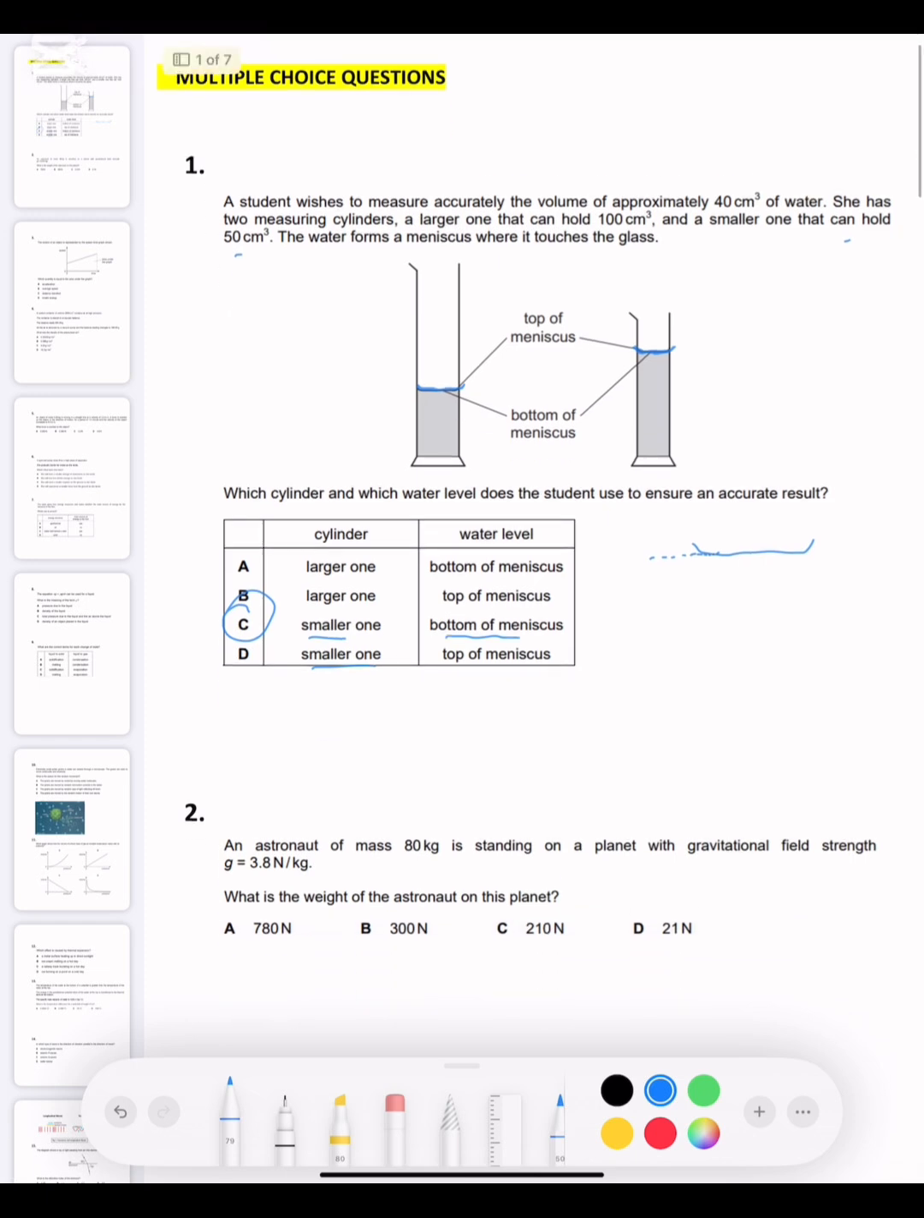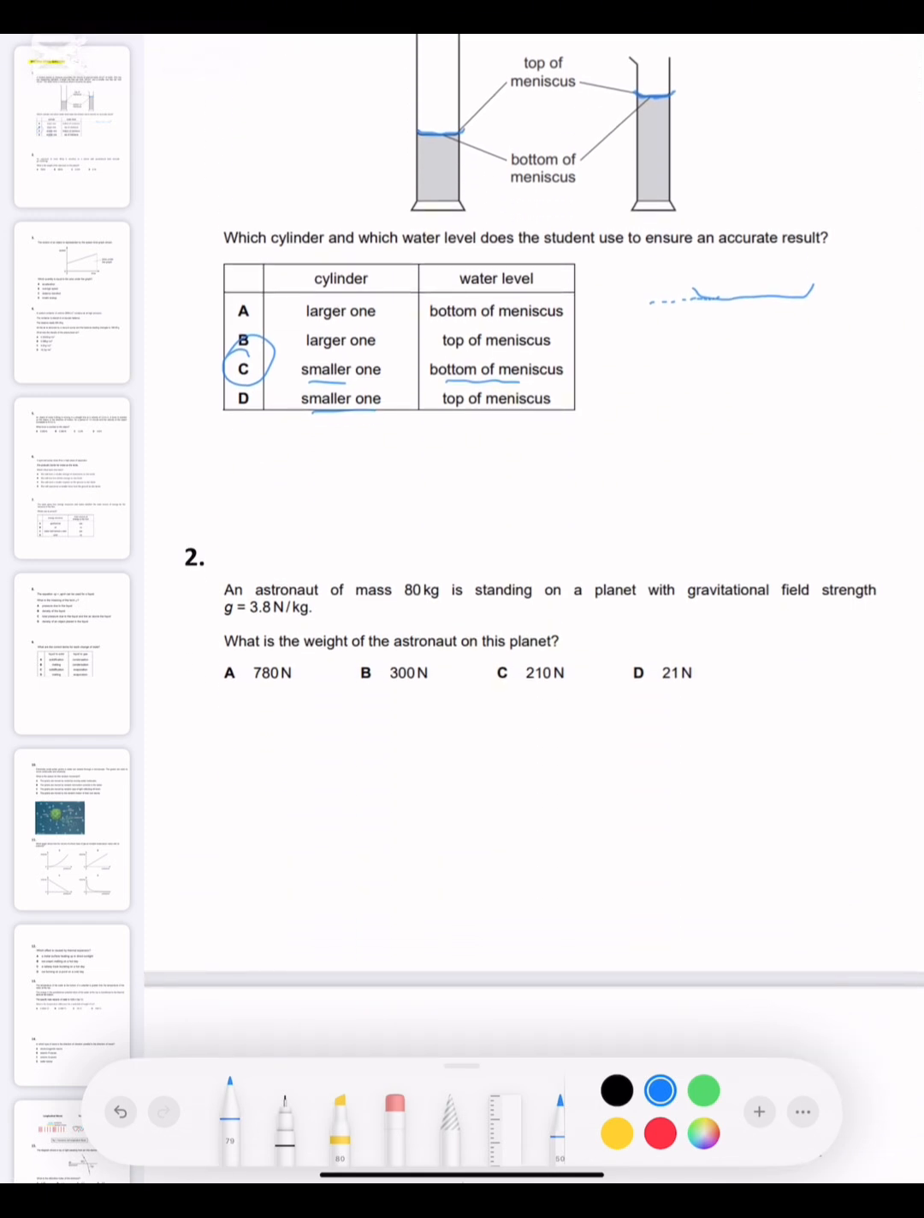Let's move on to question number 2. An astronaut of mass 80 kg is standing on a planet with gravitational field strength which is equal to 3.8 newtons per kilogram. What is the weight of astronaut on this planet? First of all, let's write formula for weight, which is equal to mg. And mass of astronaut is 80 kg. Gravitational field strength is given, which is 3.8 newtons per kilogram.